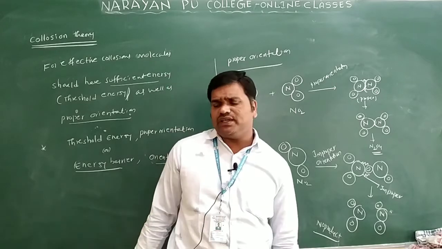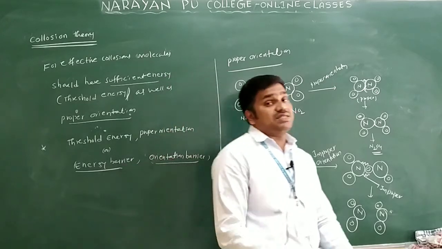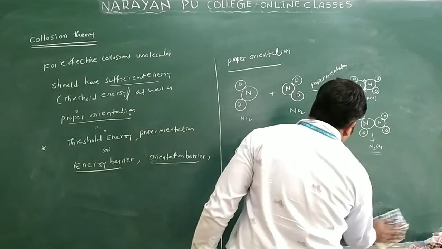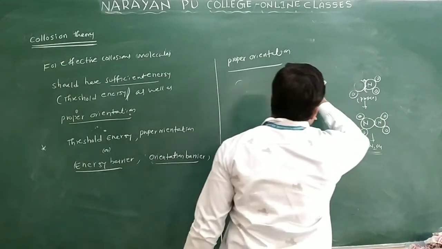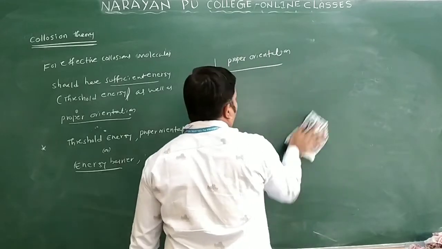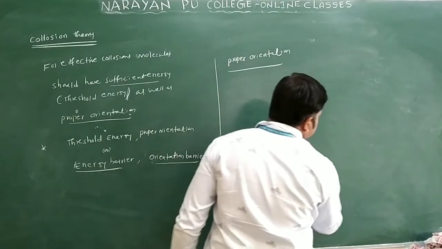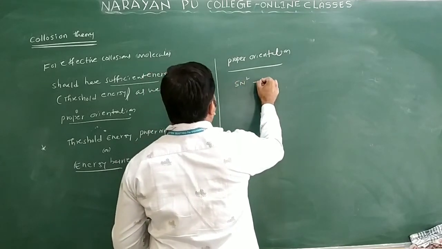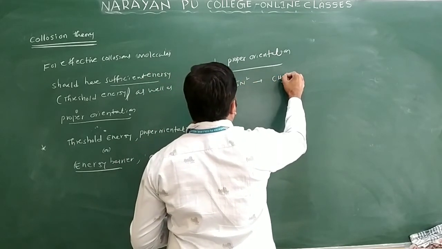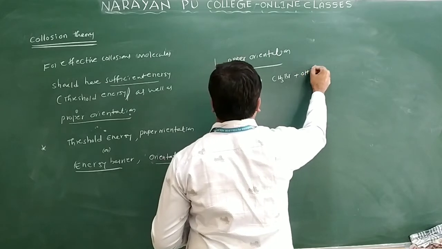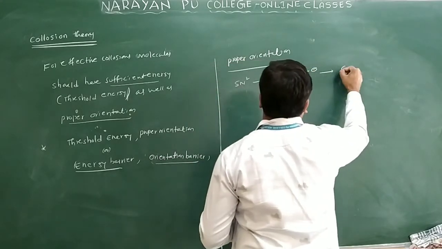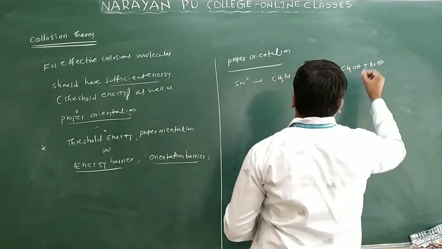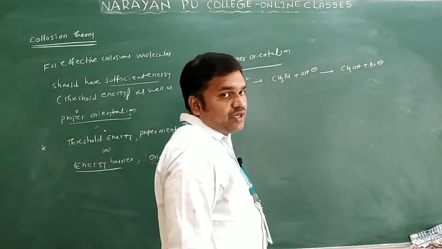Let us see one more well-known example, an SN2 reaction. We will see that example by taking an alkyl halide with a nucleophile. In this SN2 reaction, the CH3Br will combine with OH minus. It is converted into CH3OH plus Br minus.